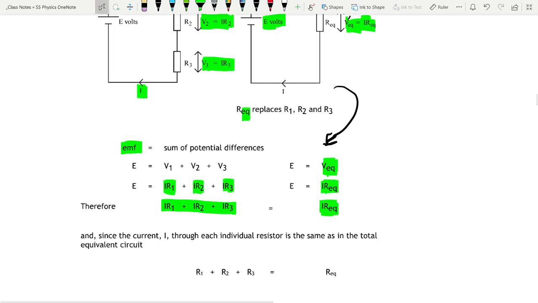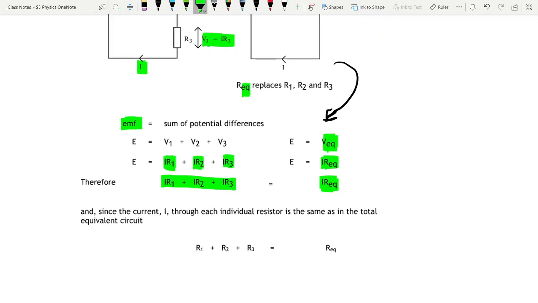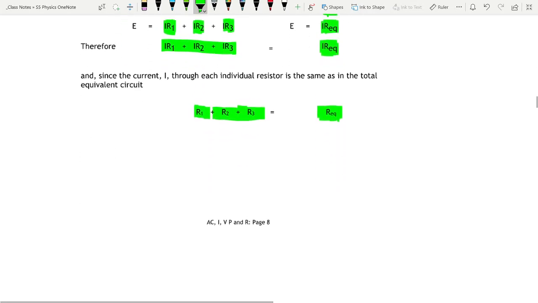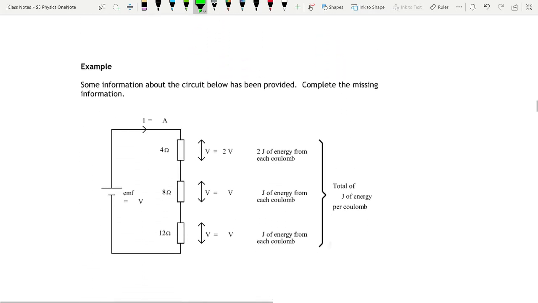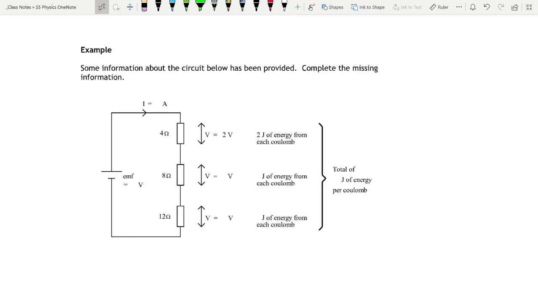Because I is the same in a series circuit, we can cancel the I's out and we end up with the equation that we know and love: R1 plus R2 plus R3 is the equivalent resistance. So the total resistance in a series circuit is R1 plus R2 plus R3. All you need to know is the outcome there. To find the total resistance in a series circuit, you add the resistors up, which you know from National 5 already. So, some information about the circuit below has been provided.